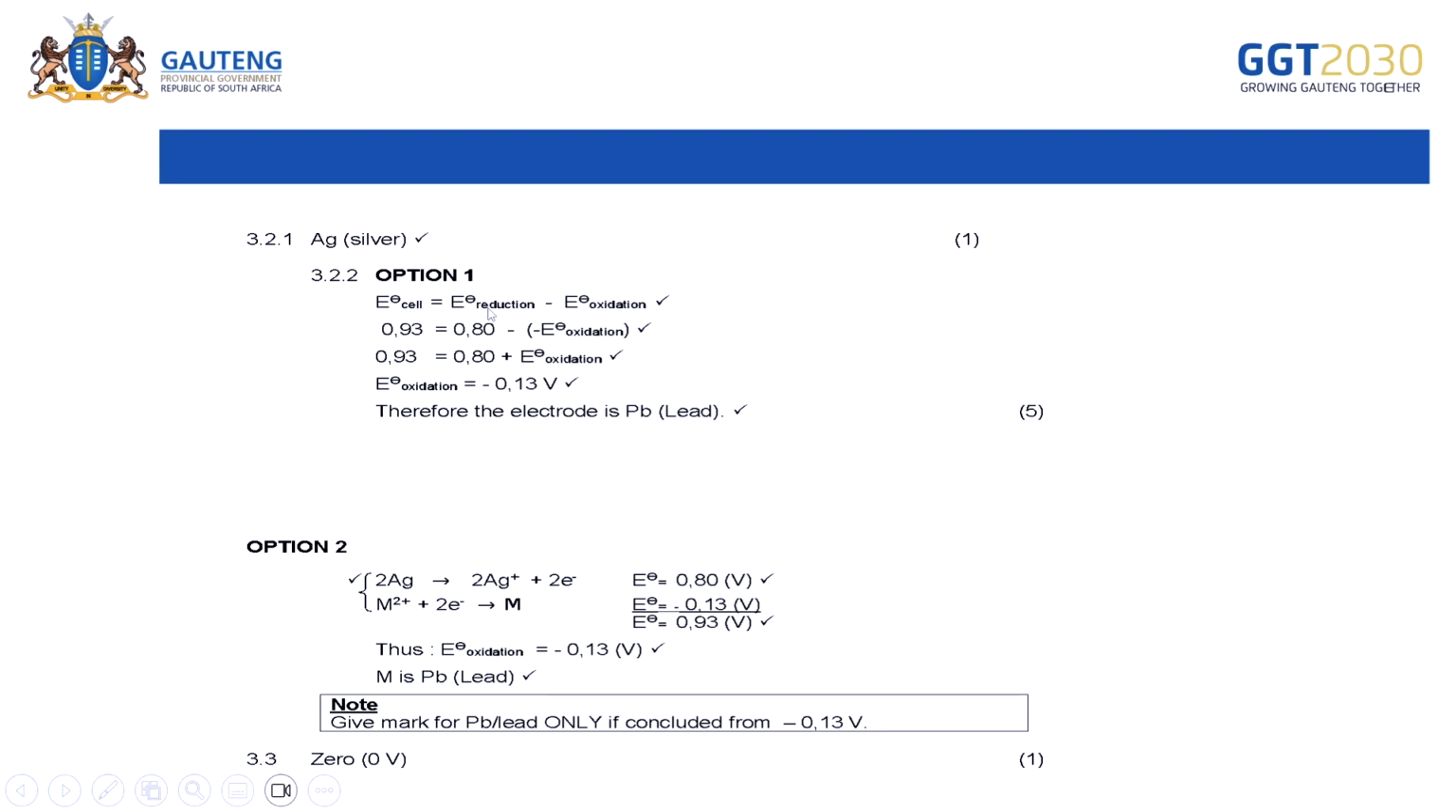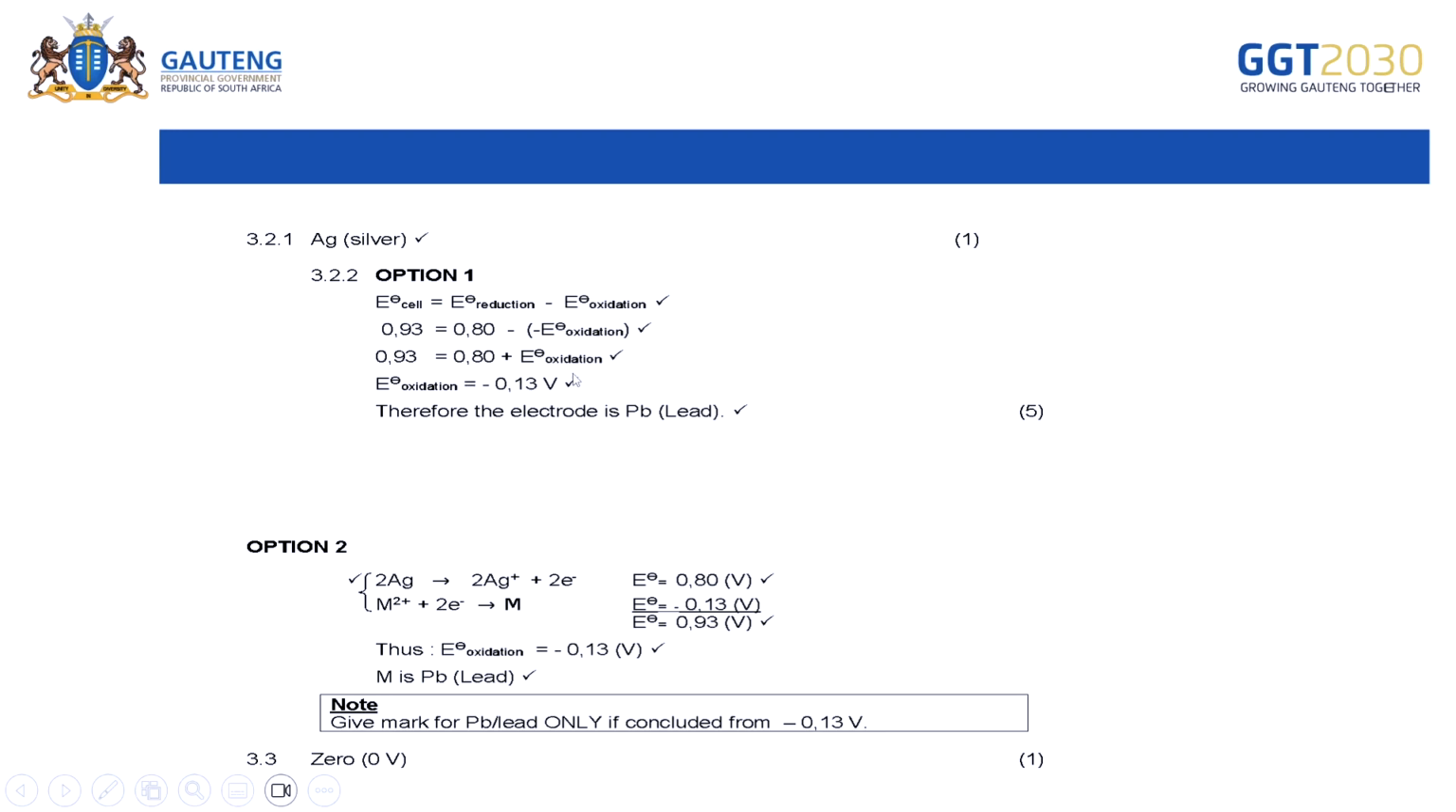Then we are going to substitute the reduction. Remember, we said the reduction is where cathode takes place. So you go to your standard reduction potential table, you go and check silver. Silver was found to be 0.80 and then minus oxidation. Why are we saying minus oxidation? Because we know that on electrode M, that's where oxidation is taking place, but we don't know what M is. So you make oxidation the subject of the formula. So the answer is 0.13 volts.